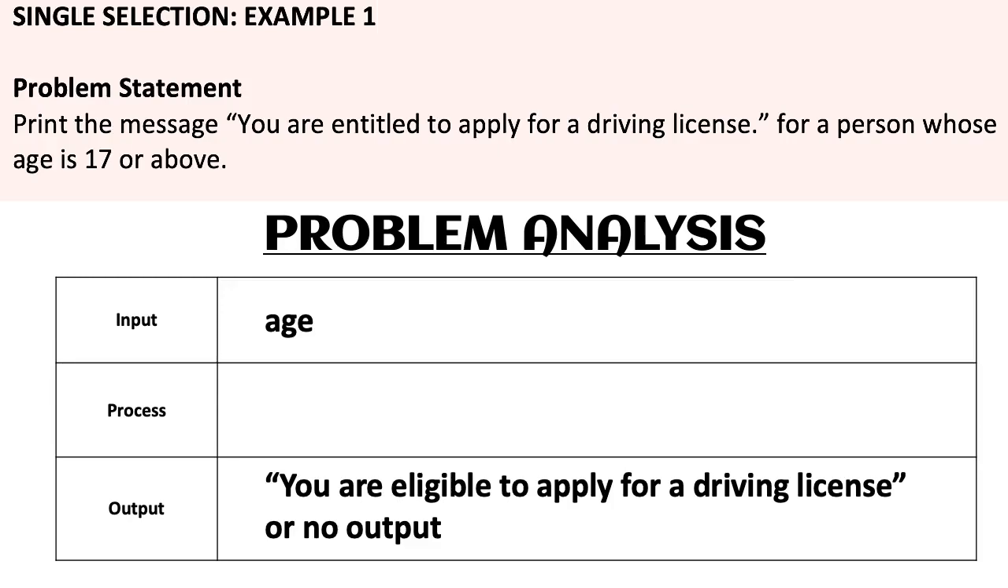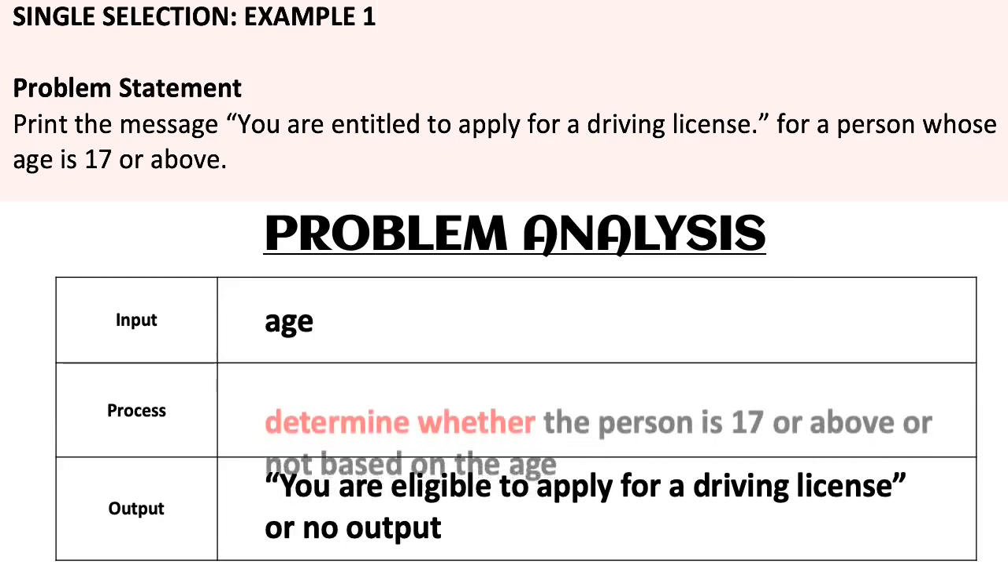What is the input? The age. So the age is the thing that the program needs to know first before it can proceed, before it can check whether that person is eligible or not. So it needs to know the age. That's why the age is the input.